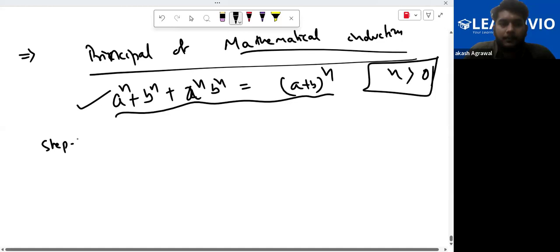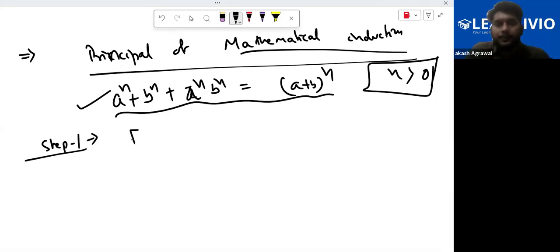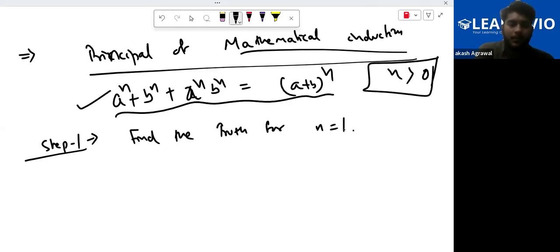Step 1, find the truth for n equals to 1. See if it is true or false for n equals to 1. If it is false for n equals to 1, then obviously this statement is false, because this statement is saying that for all values of n, this is true. So it must be true for n equals to 1 also. So this is step 1. Always find for n equals to 1 if it is true or false.